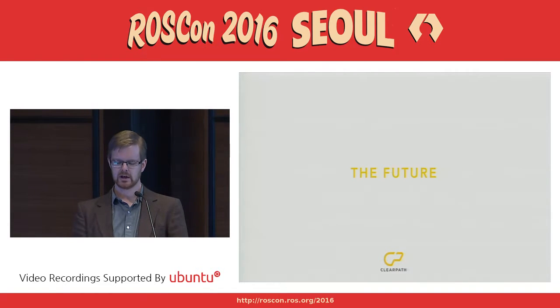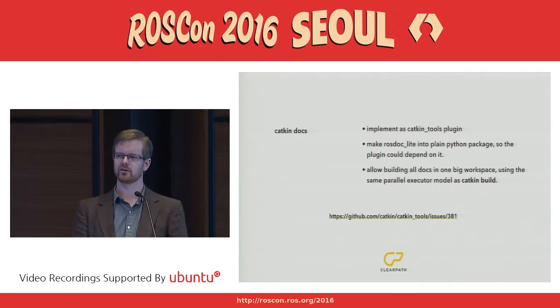Quickly, in the future, catkin_tools is amazing. I'd love to see it do more things. Specifically, I would love to see it build docs. It would be really nice to be able to have a ROS install generator workspace and then just build docs for everything in the same kind of parallel manner. There's an existing ticket for that a bunch of people have thumbed-upped.